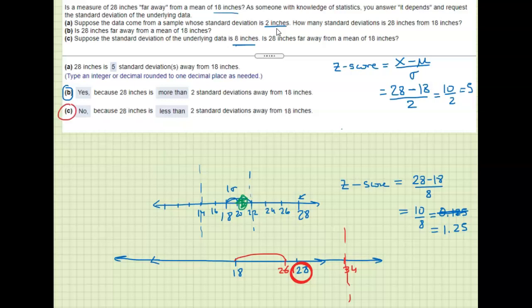Okay, so in part B, with the standard deviation of 2, the data is all squished together, so something like 28 is very unusual compared to the rest of the data. But for part C, the data is more spread out. That's why it has a bigger standard deviation. That's how you know it's spread out. So a value of 28 is not much bigger than the rest of the data. Okay, so that's what you use the z-score for.